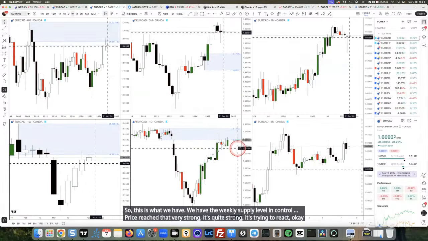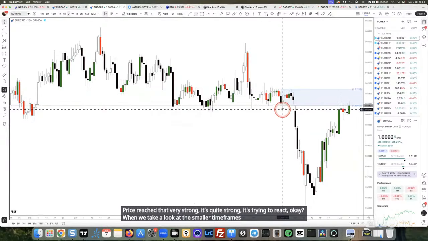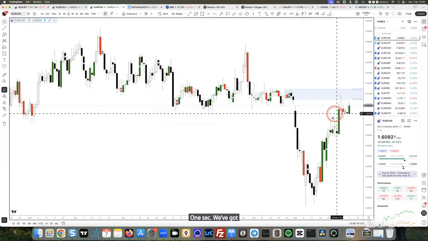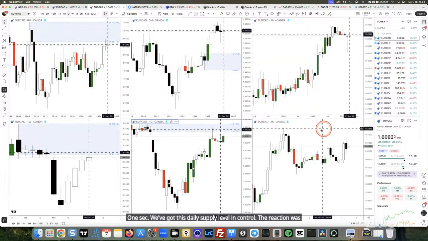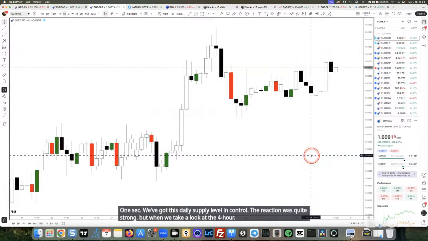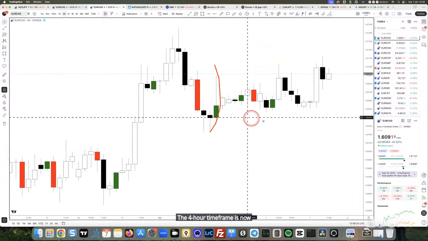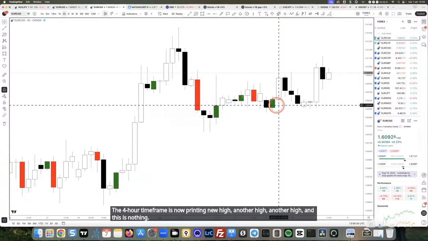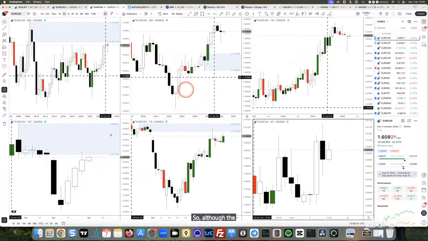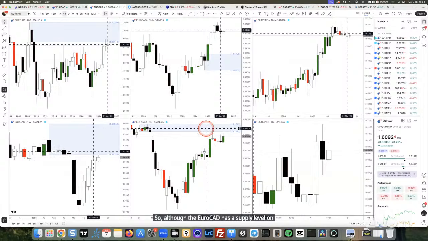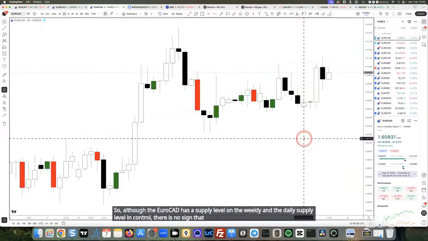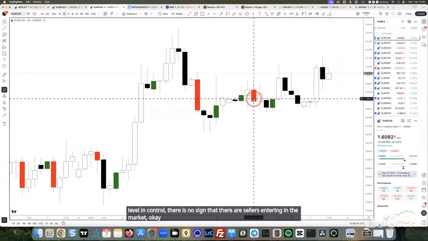Okay. When we take a look at the smaller time frames, well, also on the daily, we've got this daily supply level in control. The reaction was quite strong, but the 4-hour time frame is now printing a new high, another high, and this is nothing. So although the EuroCAD has a supply level on the weekly and the daily supply level in control, there is no sign that there are sellers entering the market. Okay, so we must wait right now.